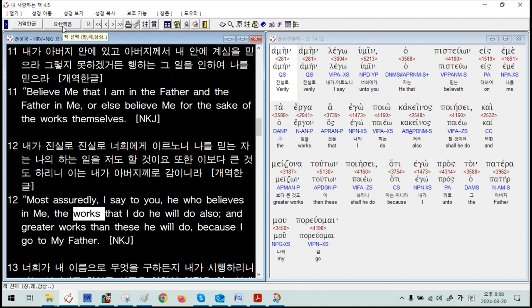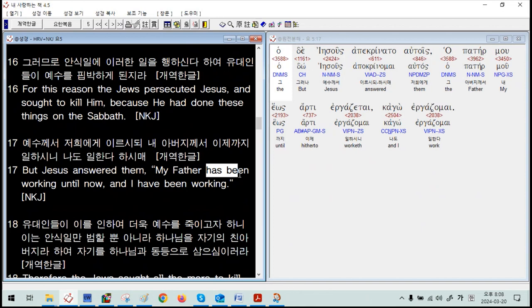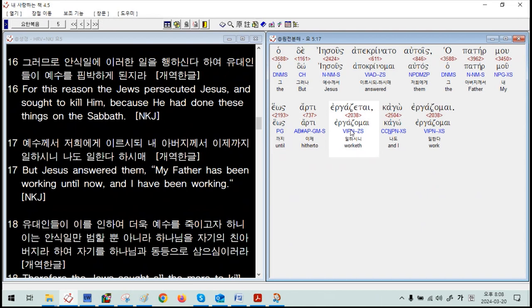Let's go to John chapter 5, verse 17. Jesus answered them, my Father has been working. Look at the right side. Has been is the present perfect, isn't it? Present perfect passive. And then the ing form, right? Look at that verb. You see, my Father, until now works. You see, ergazomai, ergazetai, verb indicative present. Present work is what it is talking about.